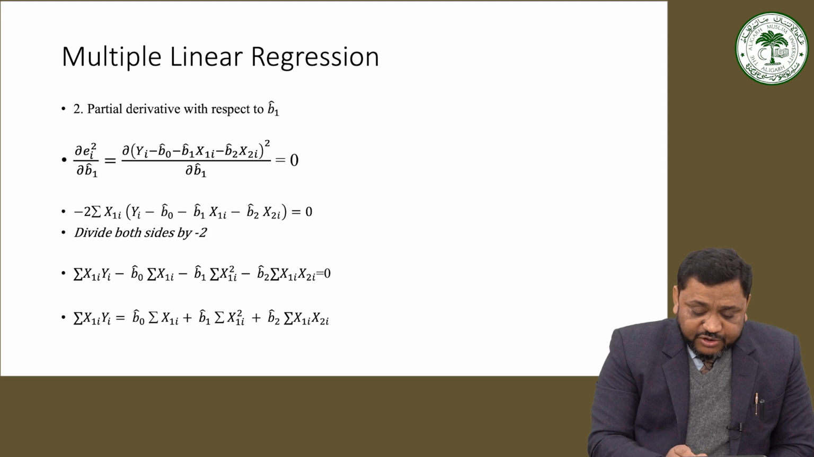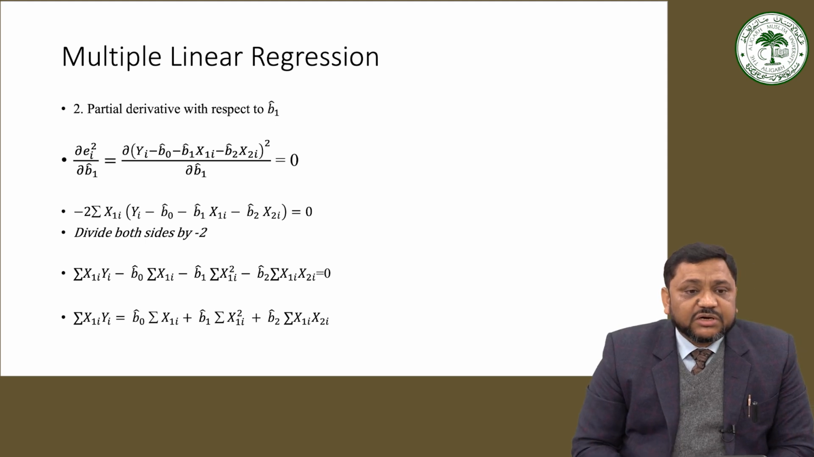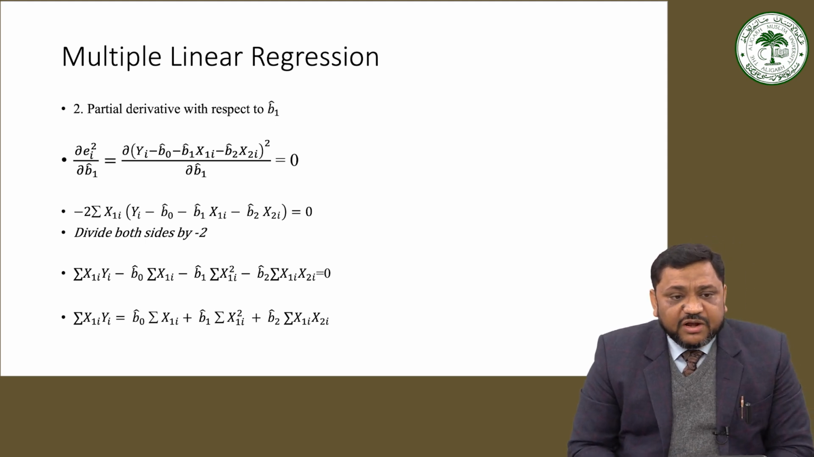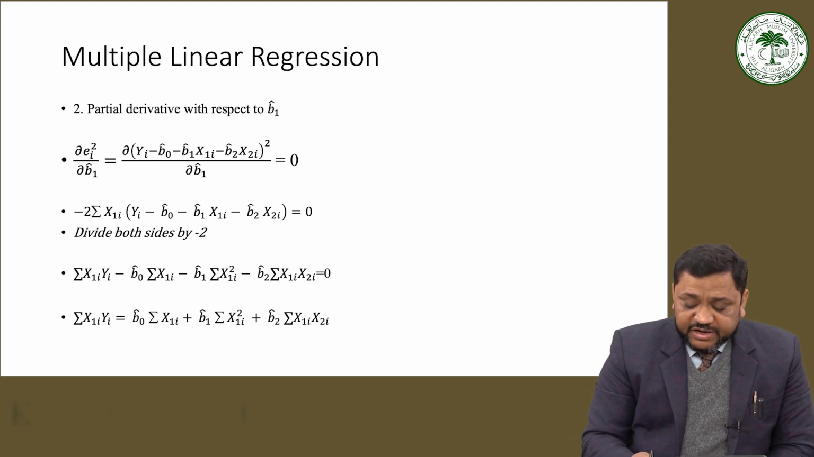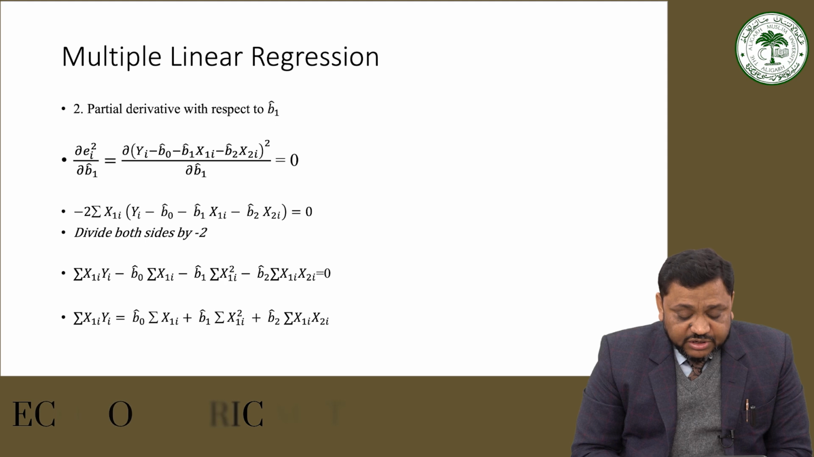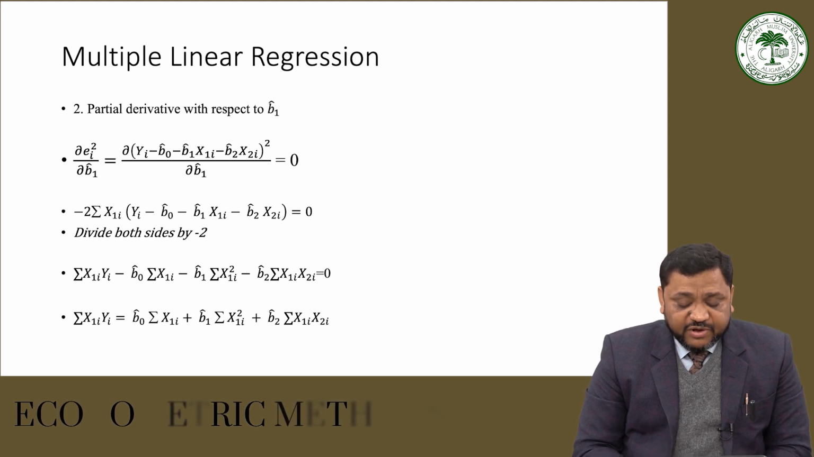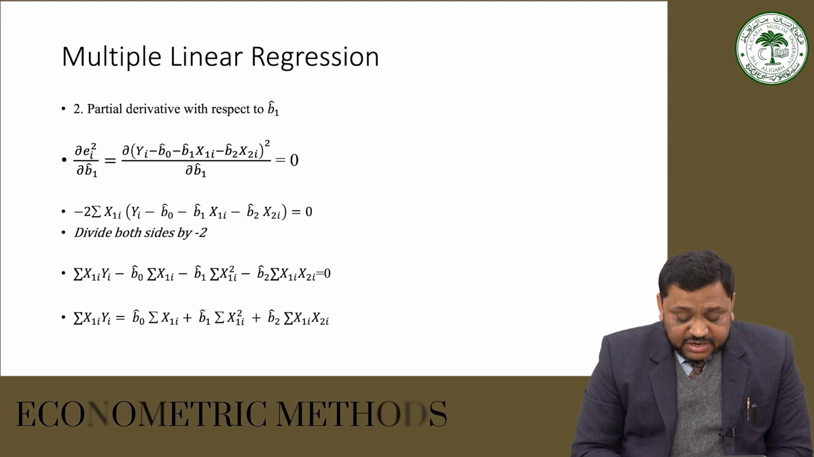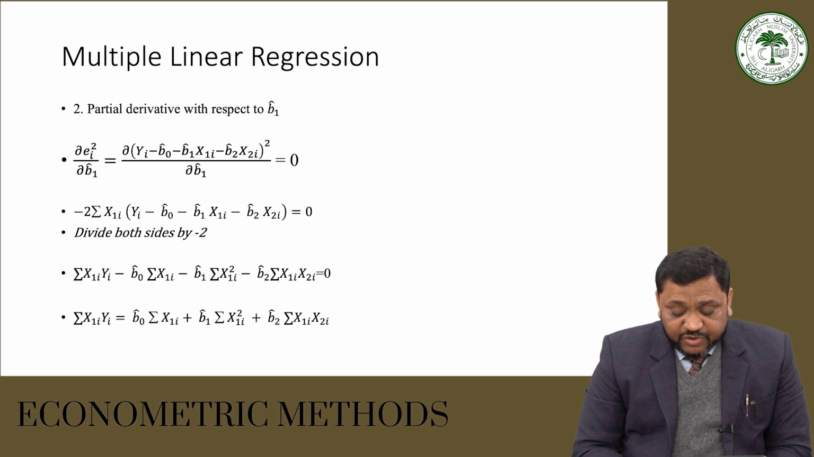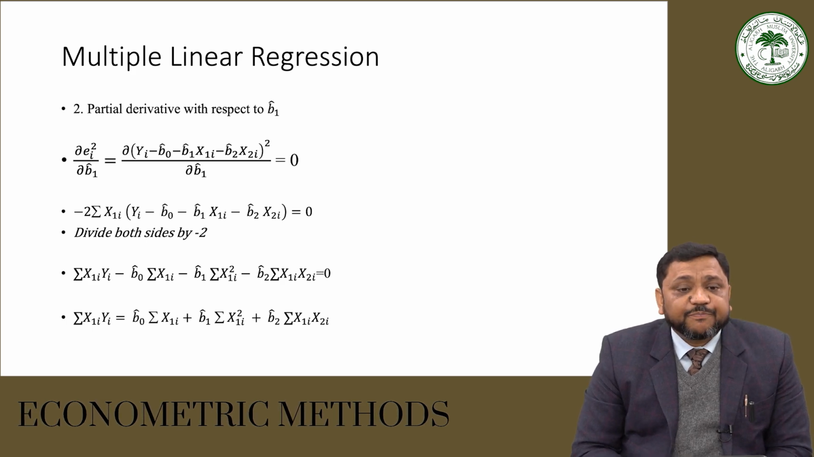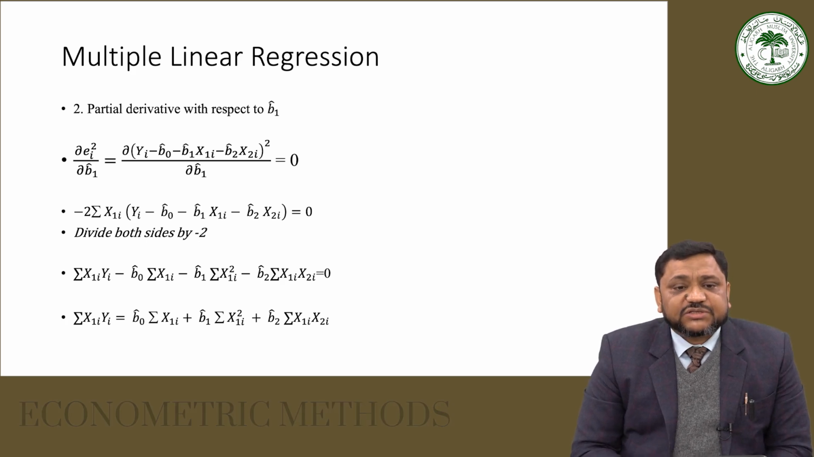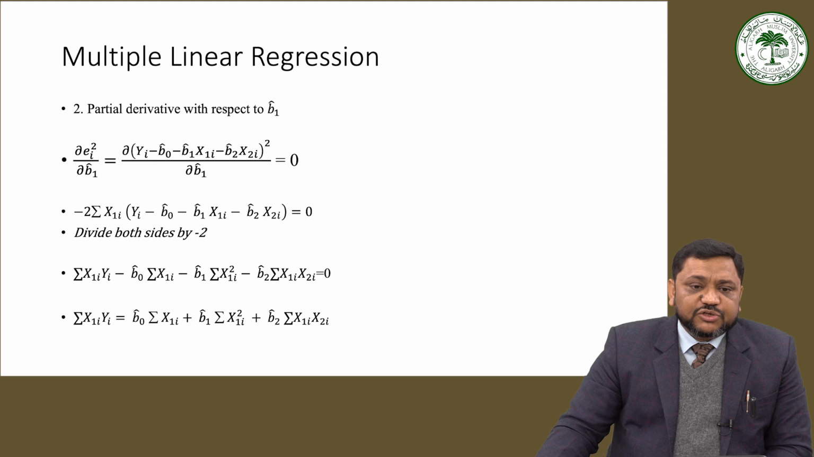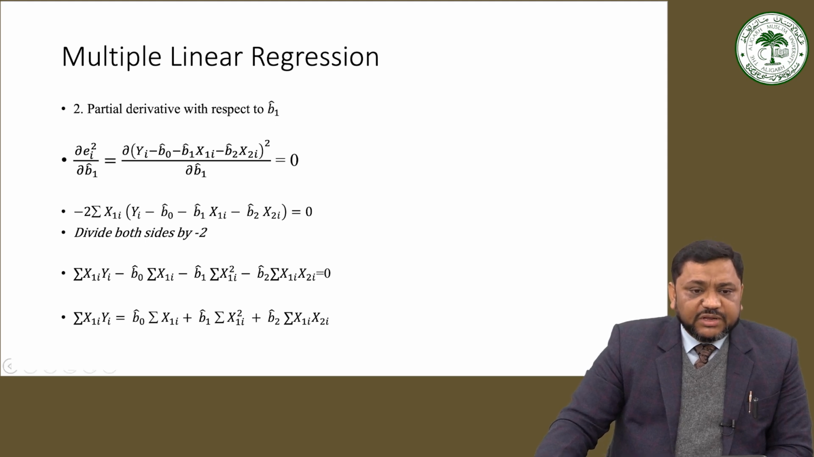Now we try to write this equation in terms of this. So we take all the other values except x1i yi to the right hand side. So finally we get the second normal equation, which reads as summation x1i yi is equal to beta naught hat summation x1i plus b1 hat summation x1i square plus b2 hat summation x1i x2i. So this was the second normal equation.